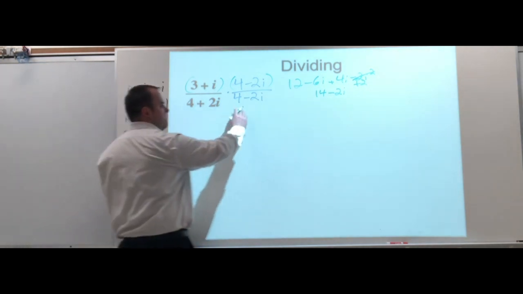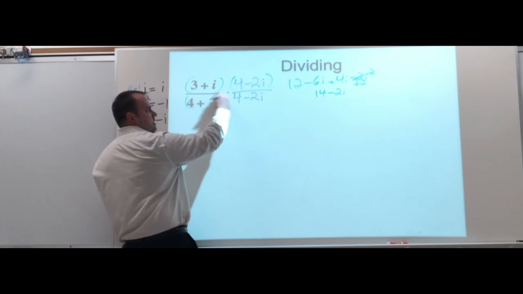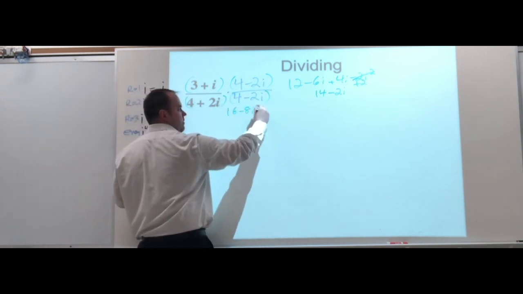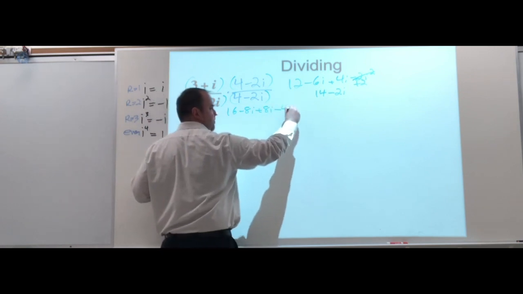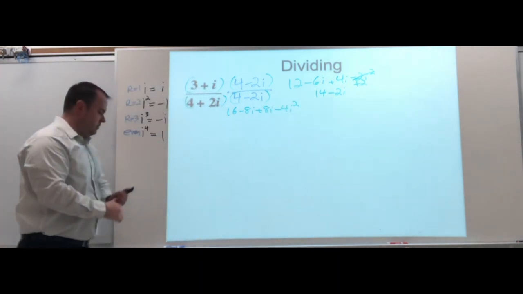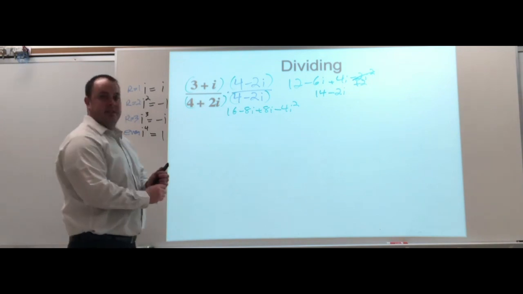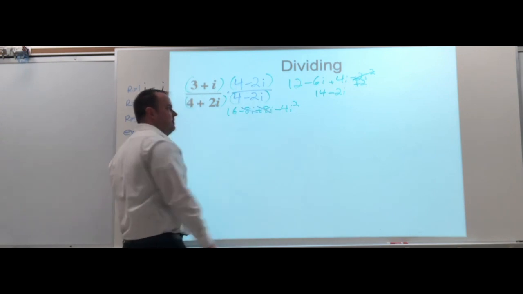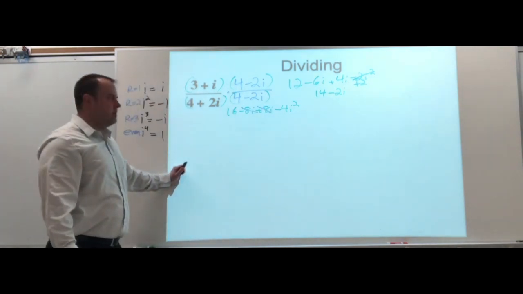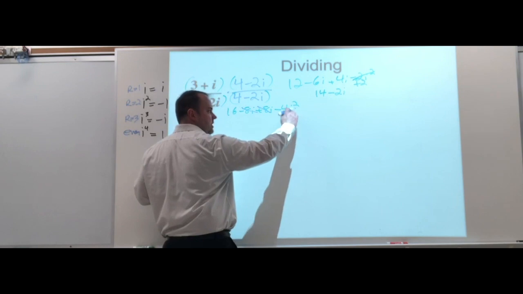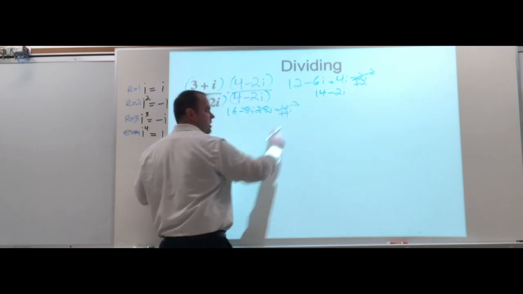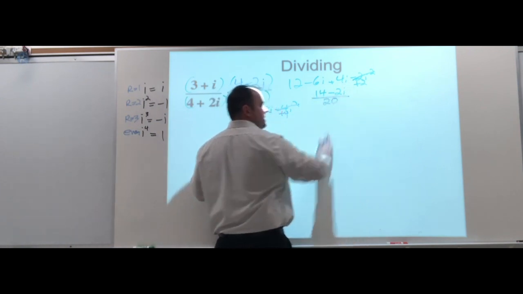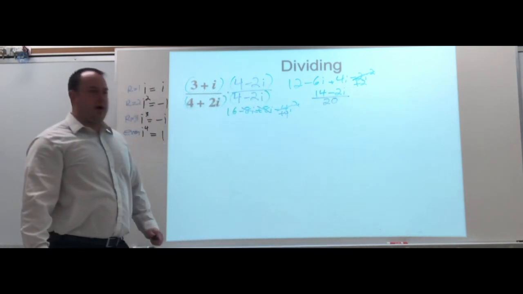Now for the denominator, we're going to have, again, just doing the normal double distribute, 16 minus 8i plus 8i minus 4i squared. Now, look at our middle two terms. This is what we want to happen. This is what we need to happen. That's why I multiply by the conjugate. Those negative 8i and the positive 8i are going to cancel each other out. This i squared is going to -1, so this is actually plus 4. 16 plus 4 is 20. So we're left with (14 minus 2i) over 20.